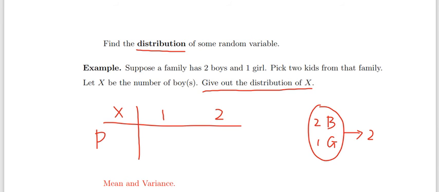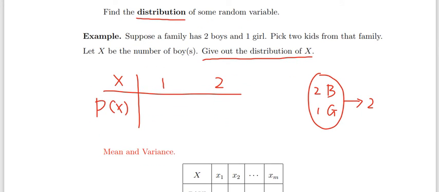Okay. So then we also need to find the probabilities for each case. What is the probability for X equal to 1, or 1 boy? Let's check this. 2 boys means the first one is a boy, and the second one is also a boy, right? So pick the first one as a boy, 2 over 3, right? First one a boy.